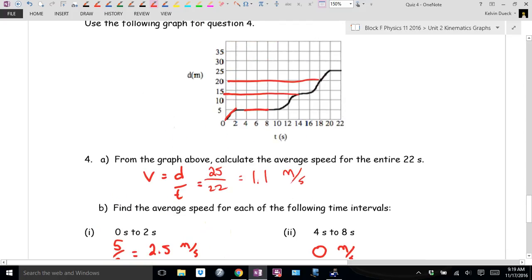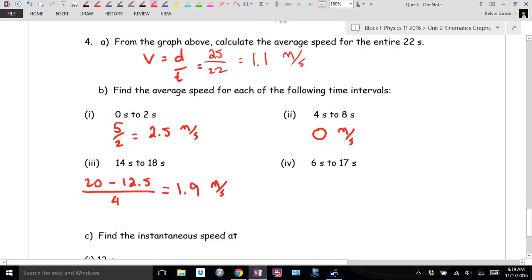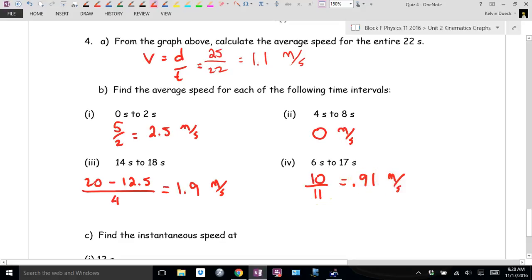6 to 17. Okay. 6 seconds is right there. 17 seconds is right there. It's going to be the slope of that line. Well, that's 5. That's 15. I think the rise is 10. The run, Jaden, I believe, is 17 take away 6, 11. And I think you get 0.91 meters per second. You get 0.90909090, so 0.90 repeating. I'd take that. I'll go 0.91.